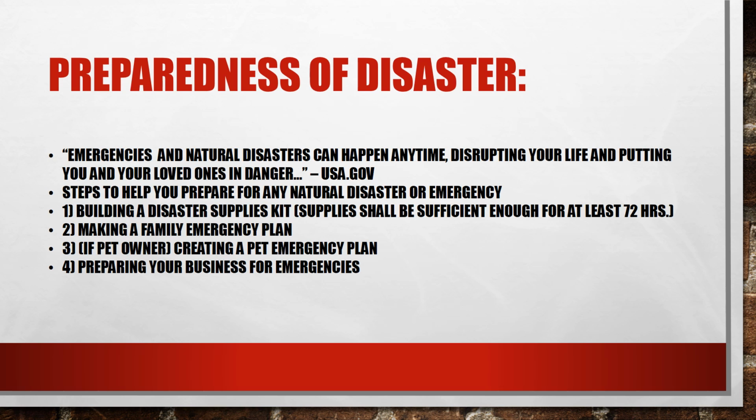Step two would be making a family emergency plan for your family. I think this is really important, just because at least you're one step ahead of the game, and you and your family are kind of prepared for whatever it is that's coming for you. Three, if you are a pet owner, creating a pet emergency plan would be ideal, just because the emergency plan for them is a little bit different than ours. They have different needs, and the resources are a little bit different than ours. So just preparing for that too would be ideal, just because we love our pets and we want the best for them. And number four would be preparing your business for emergencies as well.